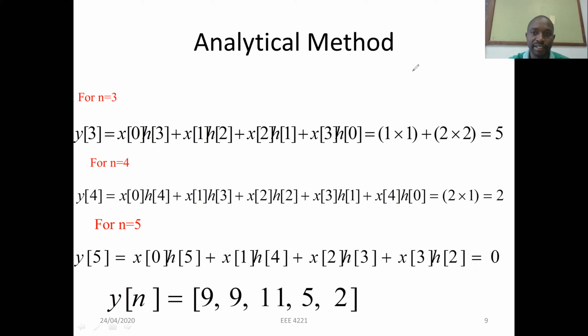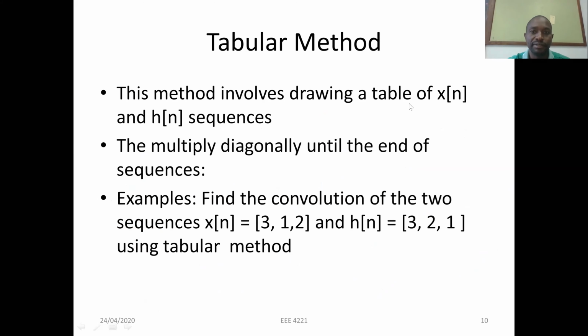Let's move on and now look at the next method. And this method is basically a tabular method. This method basically involves drawing a table of x of n and h of n sequences. We do a diagonal multiplication of the two sequences until we reach the end. And to illustrate this, let's solve the same example, finding the convolution of the two sequences, x of n, 3, 1, 2, and h of n, 3, 2, and 1.